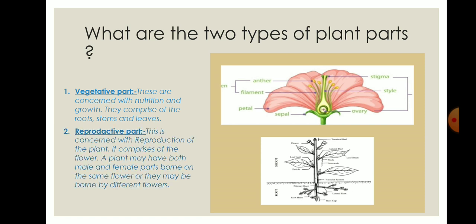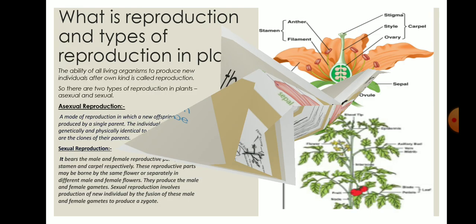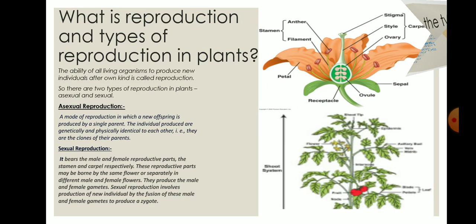Reproductive part: this is concerned with reproduction of the plant. It comprises the flower. A plant may have both male and female parts borne on the same flower, or they may be borne by different flowers too.